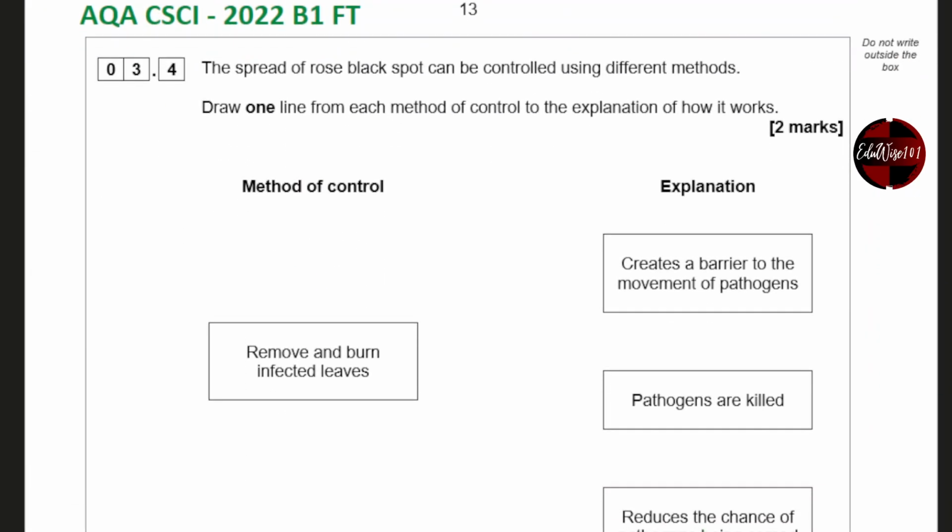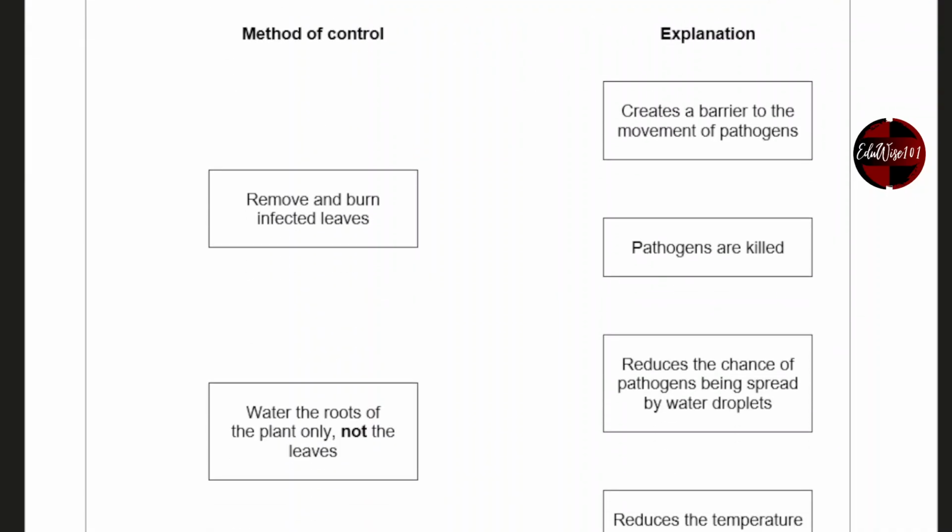Question 3.4. The spread of rose black spot can be controlled using different methods. Draw one line from each method to control to the explanation of how it works. Remove and burn the infected leaves. What will that do? That would kill the pathogens.